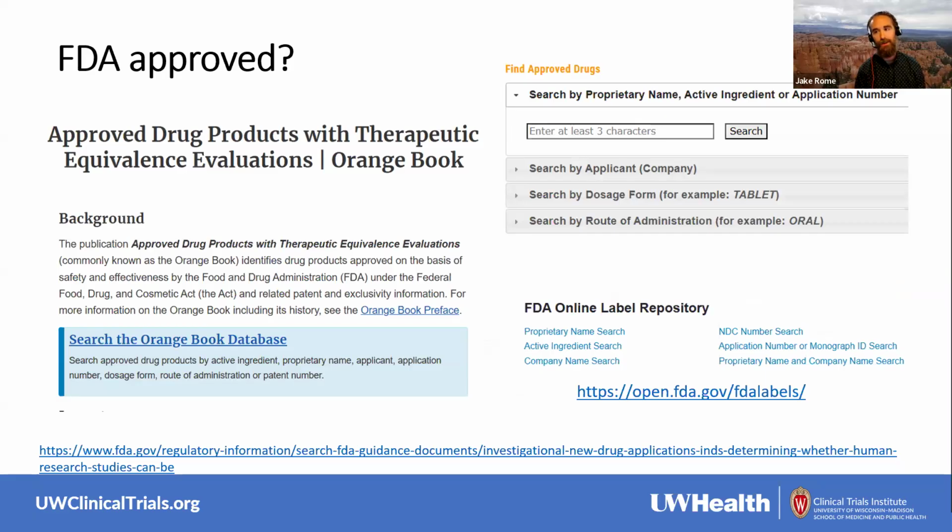If it's a drug, the FDA also has the Purple Book, which is if it's a biologic. You can go there and you can identify whether or not a drug product is currently approved. So that's a good place to go if you have questions. And it can be a little tricky.